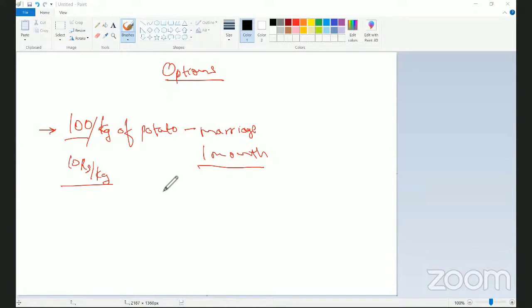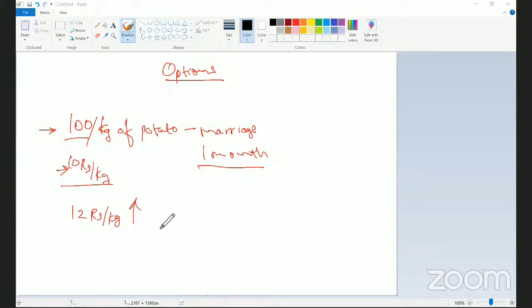So he says, no, if you need it after a month's time, then I'm not going to give it to you at 10 rupees per kg. I will be giving it to you at 12 rupees per kg. Why? Because after a month's time, the monsoon is going to start and the prices are going to go higher. That's why the price now is 10 rupees, but after a month, it's going to be 12 rupees. That can be one of the reasons.